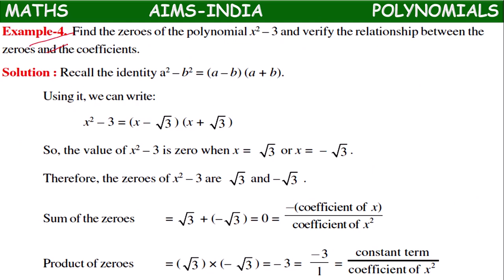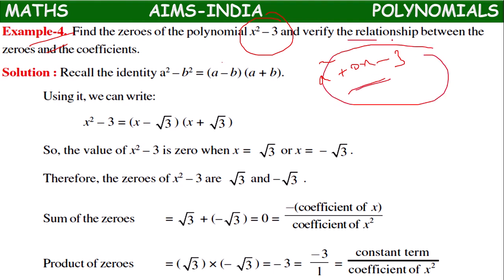Example 4, children. We have x square minus 3. The x term is missing here. x square plus 0x minus 3. The x term is missing here. For these kinds of questions, how do we find the relationship?